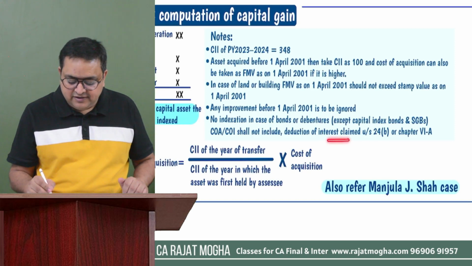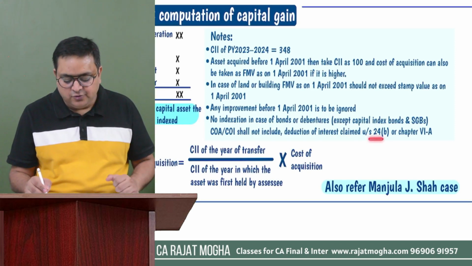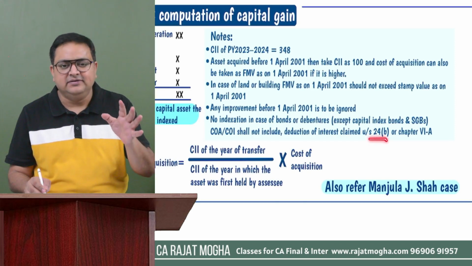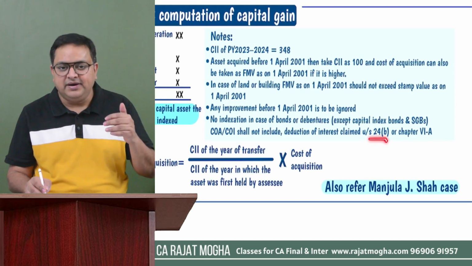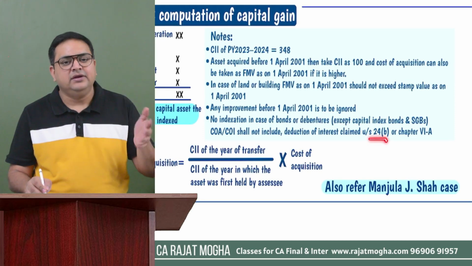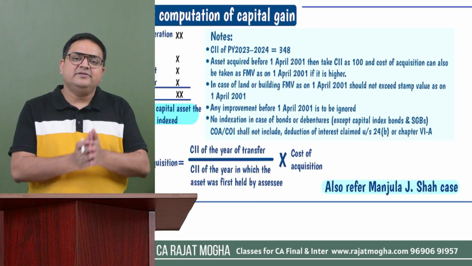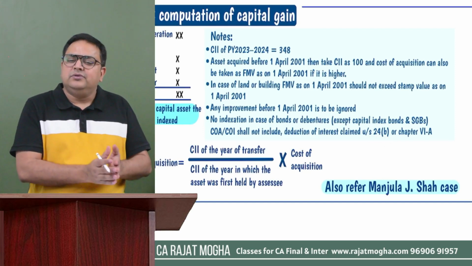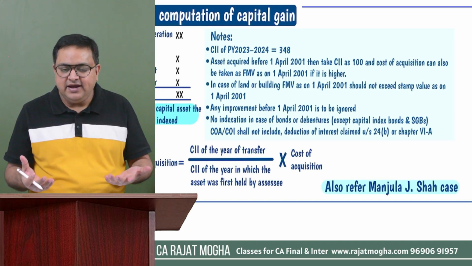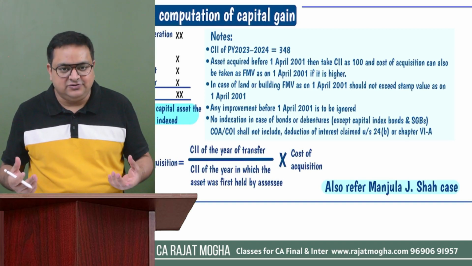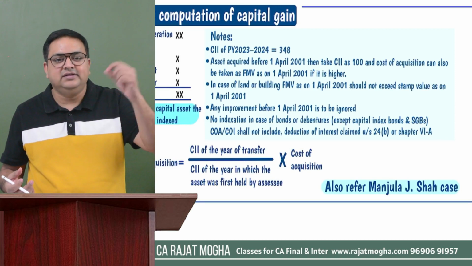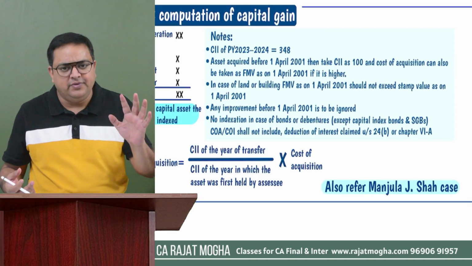So deduction under section 24B: if you have claimed any interest deduction under section 24B, which is the house property section, where you have borrowed the money and you are paying interest, then you would claim deduction under section 24B. So if the assessee has already claimed a deduction under section 24B, we have already given him an advantage, right? So we'll not give a dual advantage to them. They cannot add that interest in their cost again, or cost of improvement as the case may be.